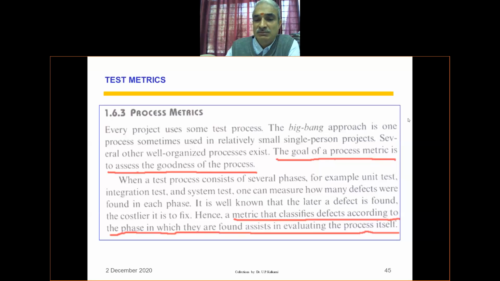maybe any process that we use. Here is an example: a metric that classifies the defects according to the phases in which they are found, which assists in evaluating the process itself. For example, you have different phases in testing. One is unit testing, where the smallest possible unit is given to an individual developer, and that we call unit testing.